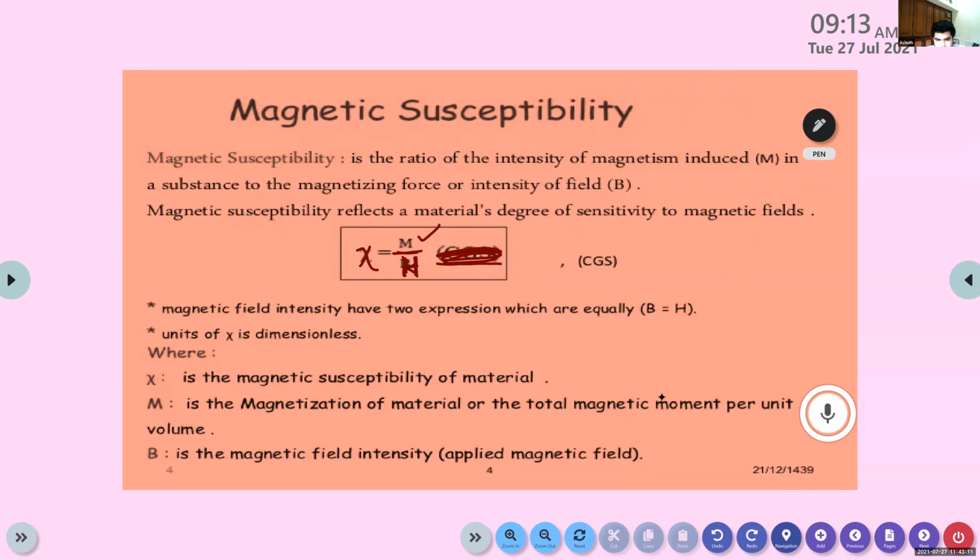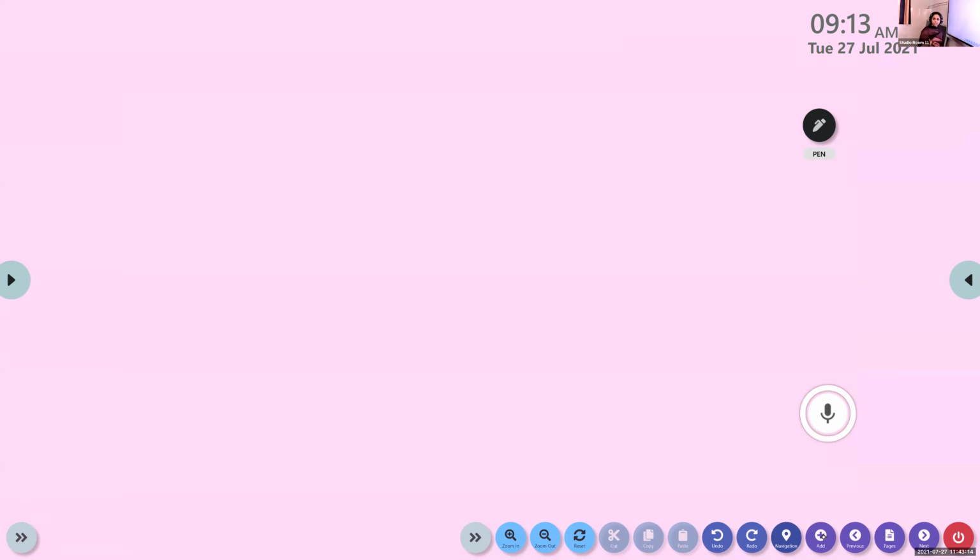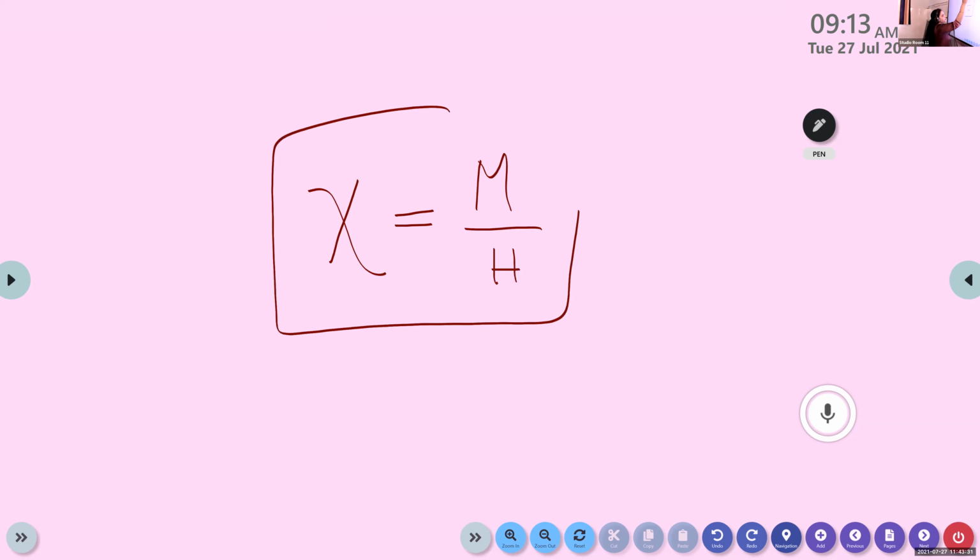So this is the last parameter that we use to measure the magnetic properties of a material, that is susceptibility. It is represented by the letter chi, and it is the ratio of magnetization to the magnetic field intensity. So chi is equal to M divided by H. There is no unit, and it is a dimensionless quantity. There is no dimension for susceptibility. Chi is equal to M by H. So these are the 4 parameters that we mainly use to measure the magnetic properties of materials.